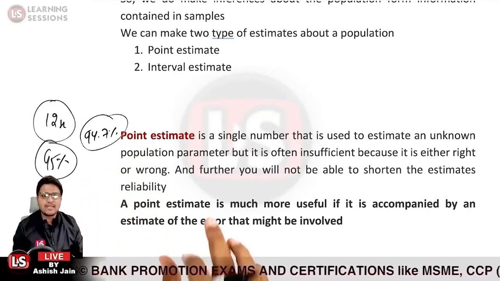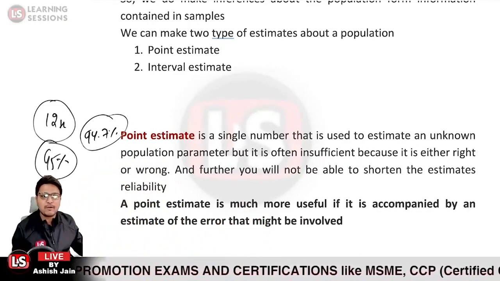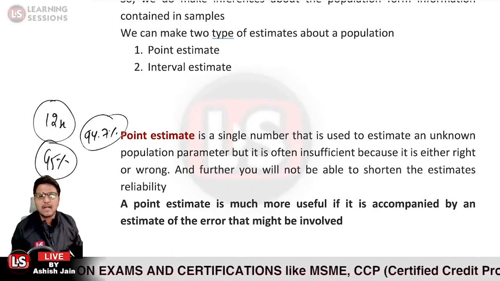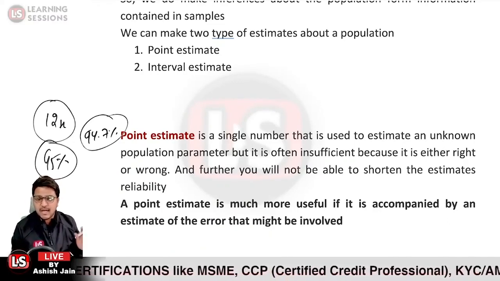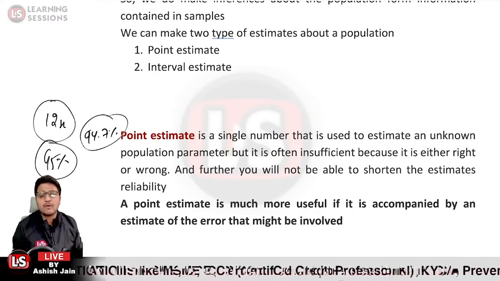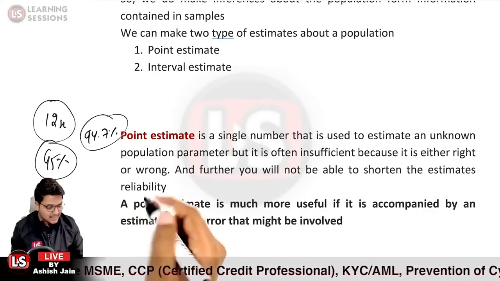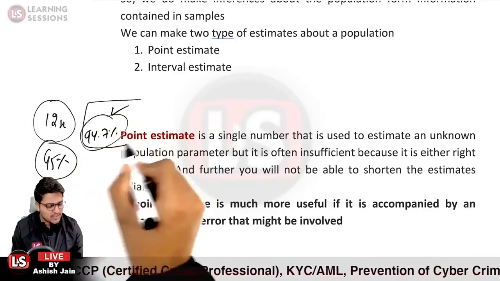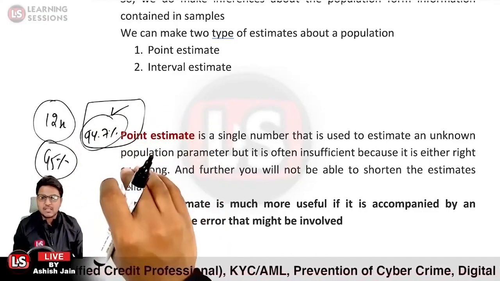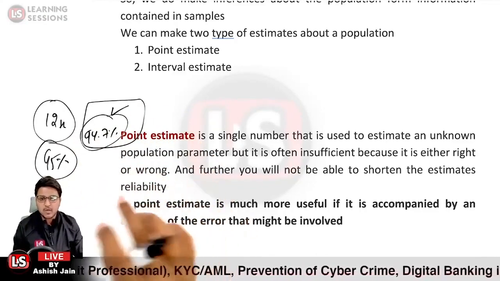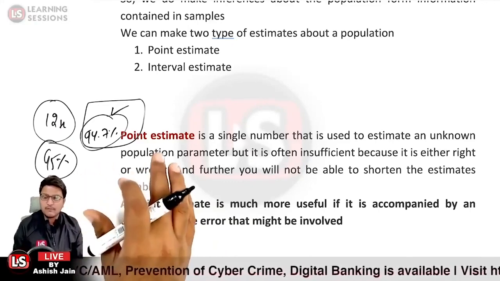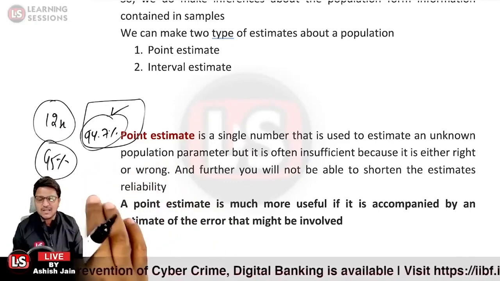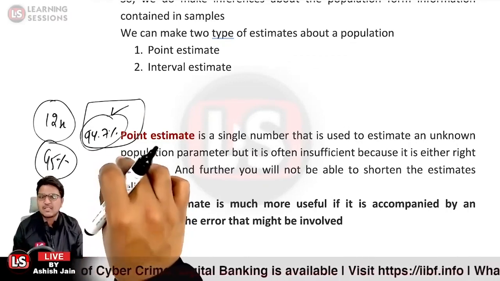A point estimator would be much more helpful if it is accompanied by an estimate of the error that may be involved. If we say that there can be an estimation error of about 0.3%, in that case we will be saying that this estimation was right. If our estimate is 95% and there can be an error of 0.5% or 0.3%, in that particular case we'll be saying that our estimation was right.